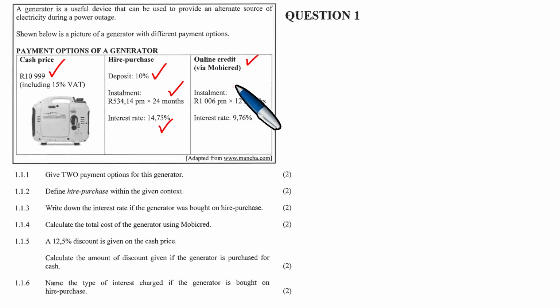There's also the online credit via what we call MobiCred, and the installment is 1,006 rand per month times 12 months. The interest rate is 9.76%. Right. Give two payment options for this generator. They need only two payment options for this generator. So we answer question 1.1, and we look for the payment options for this generator. What are they? What do you think is the answer to this particular question?